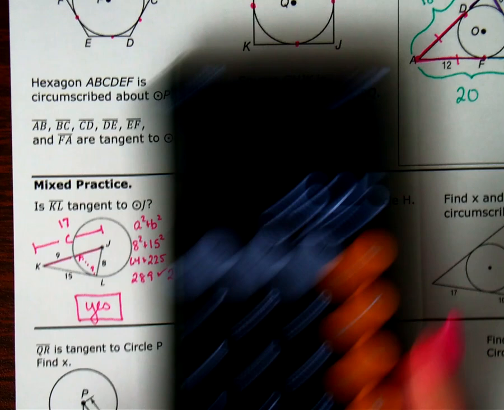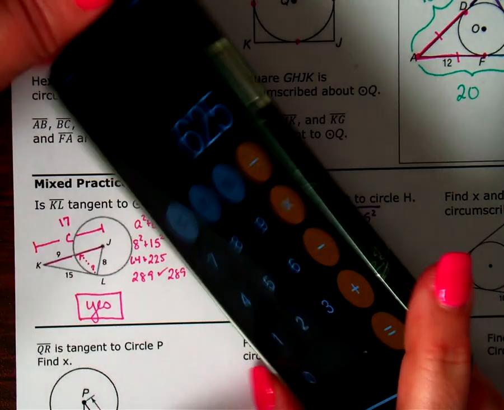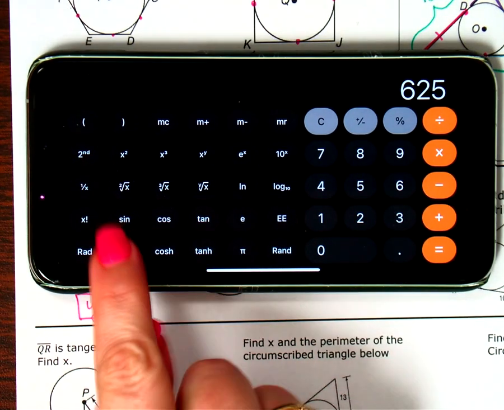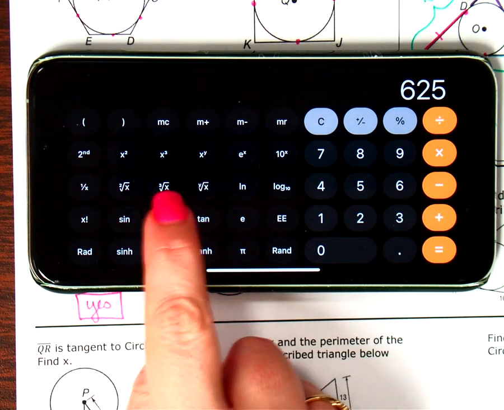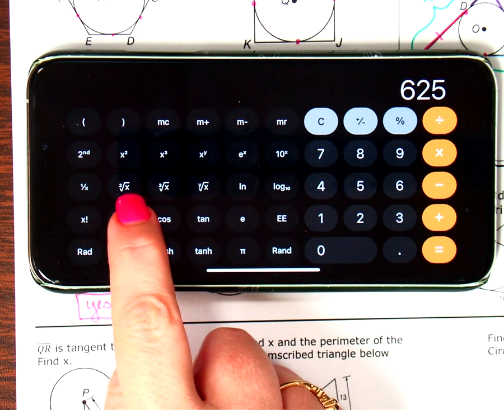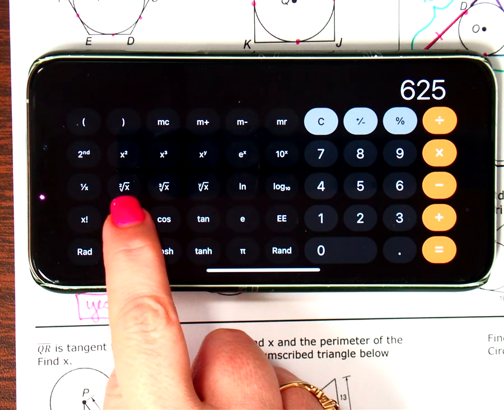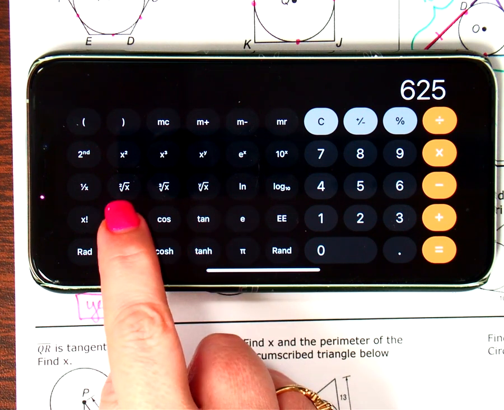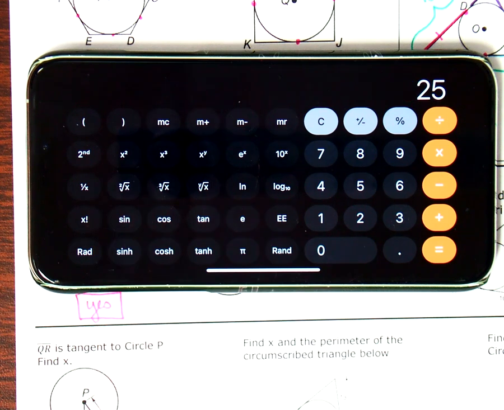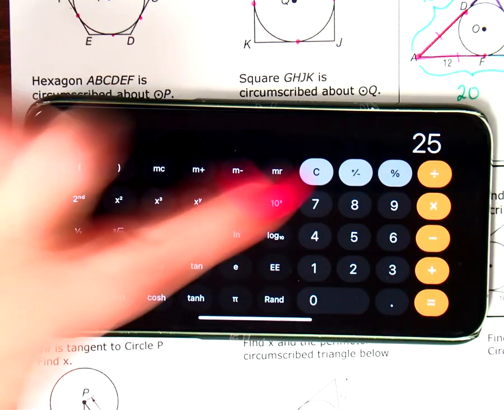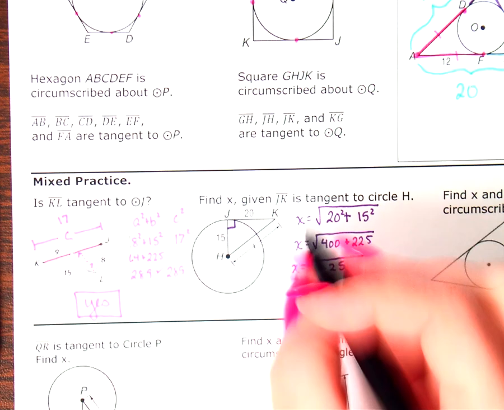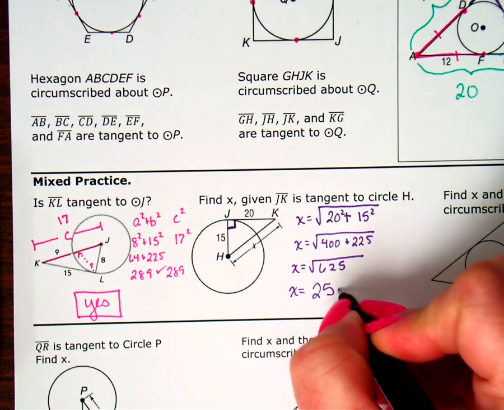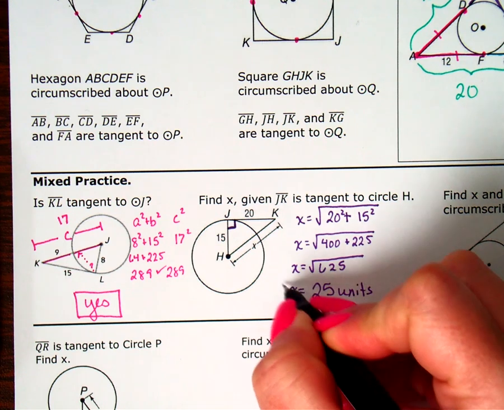Okay? And then what I need to do, if I have it like this in my phone, I can just turn my phone sideways and look for, notice I have a couple of them that look like squares. I want to use the one that has the 2 on it because I'm square rooting, right? Later we're going to talk about cube rooting. I'm going to use the one with the 3. But when we square root, we use the one with the 2. And I can see the square root of 625 is just 25. So X equals 25 units.